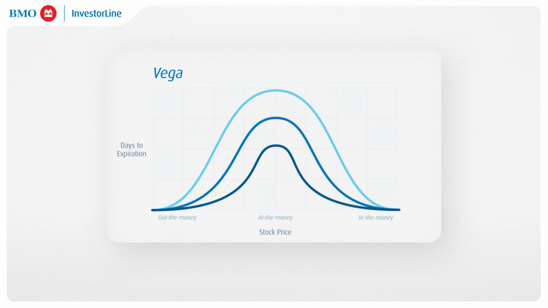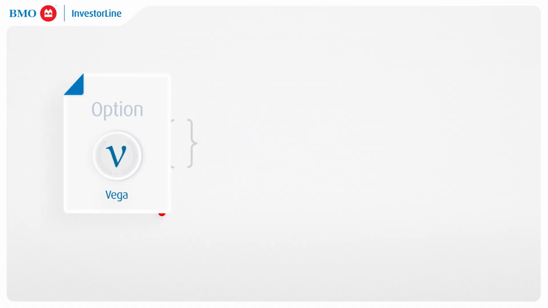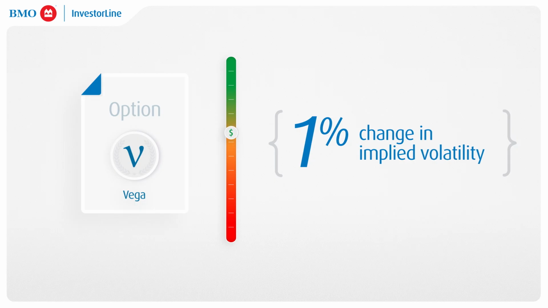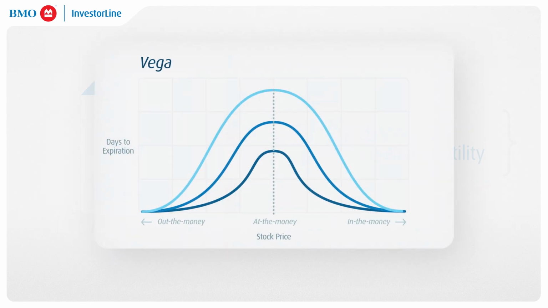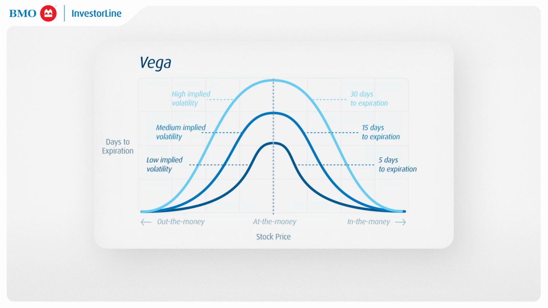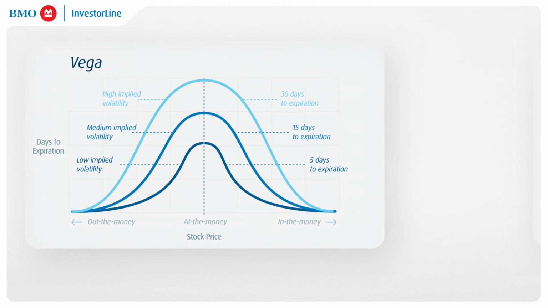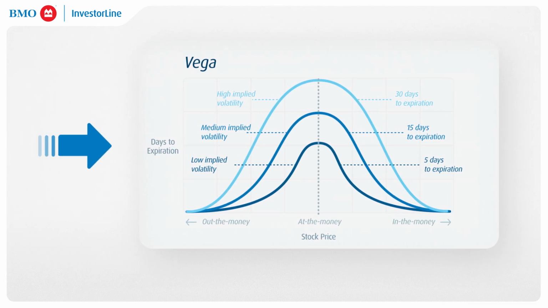Vega measures the sensitivity of an option's price to changes in the implied volatility of the underlying asset. In simpler terms, Vega quantifies how much an option's value is expected to change for every 1% change in implied volatility. Implied volatility measures the market's expectation of the future volatility of the underlying asset over the lifetime of the option contract. Unlike historical volatility, which measures past price fluctuations, implied volatility is forward-looking and is derived from option prices.